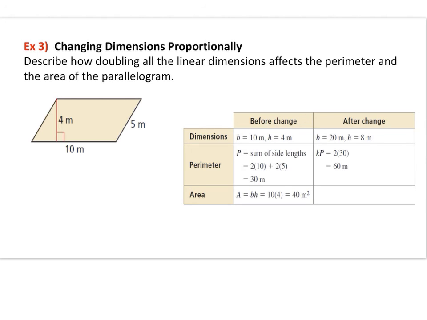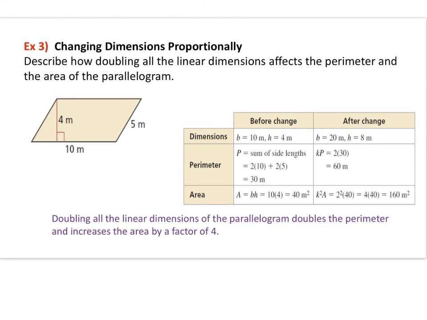So what's the effect on area? Our area has to get squared. So we square the scale factor 2, resulting in 4. So 4 times 40 is how we get our new area, 160 square meters. So doubling all the linear dimensions of the parallelogram doubles the perimeter and increases the area by a factor of 4.